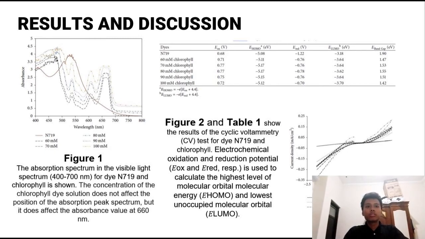Number 3. Results and discussion. Figure 1. The absorption spectrum in the visible light spectrum, 400 until 700 nanometers, for dye N719 and chlorophyll is shown in Figure 1. N719 has an absorption peak at 515 nanometers and chlorophyll has an absorption peak at 616 nanometers. The position of the absorption peak spectra was unaffected by variations in chlorophyll dye solution content, but the absorbance value at 616 nanometers was.